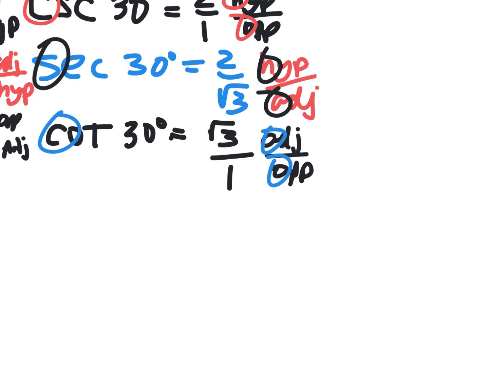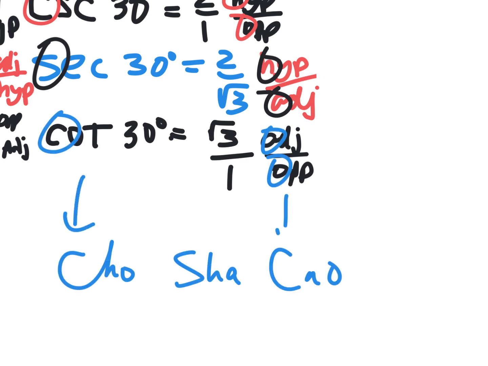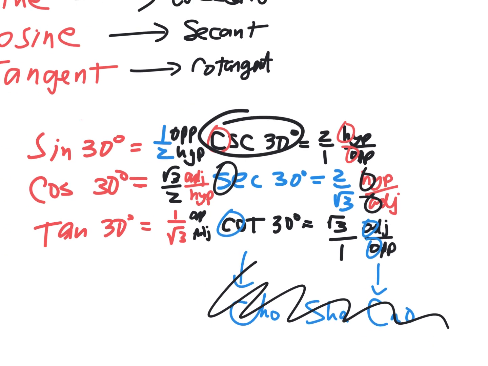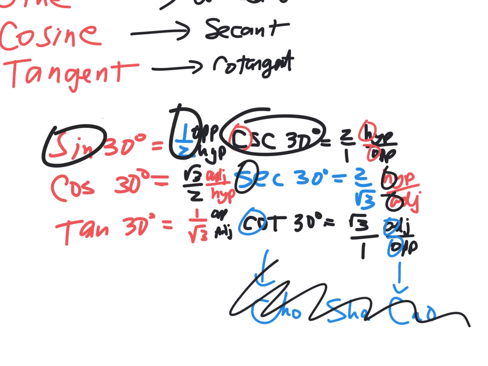Cho-Sha-Cao. Are you going to actually memorize that? Probably not. You're probably, well, this is kind of dumb. It's going to stick in some of your heads. But the bad part about Cho, Sha, Cao is that there's two C's. That kind of stinks. So you'd have to know that you start with cosecant to be able to make that work. So I am not endorsing Cho-Sha-Cao. I just thought it's kind of funny. So I actually endorse, if I'm going to try to find cosecant, I'm just going to go find sine and then flip it.